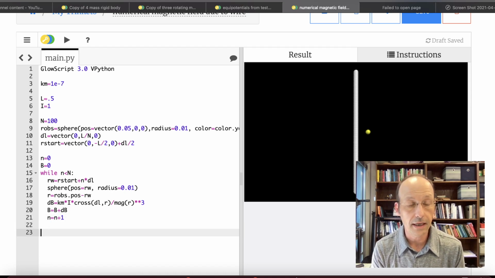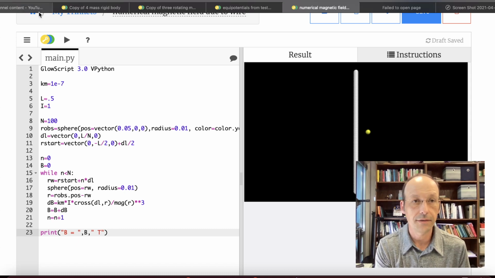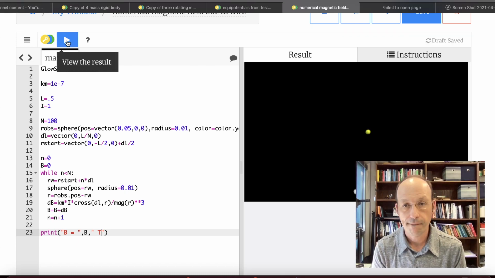And then I can say print B equals B, Tesla. Let's see if this works. No.